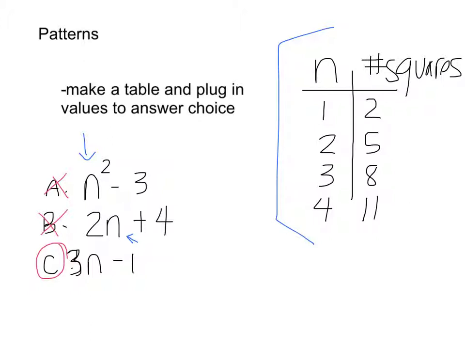So the number one thing when you're working with patterns is to make sure you try and make a table and then always know what n means. Whenever it says nth step, that means whatever step you're on, that's what n is.